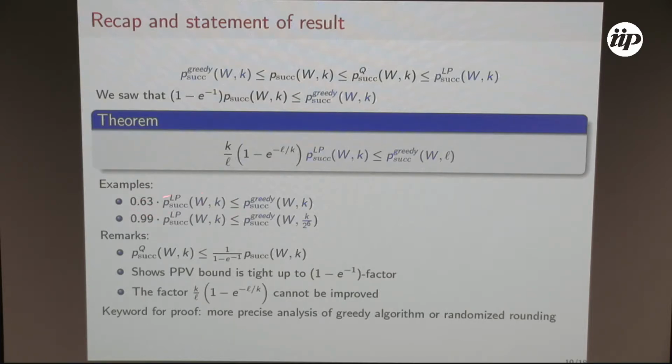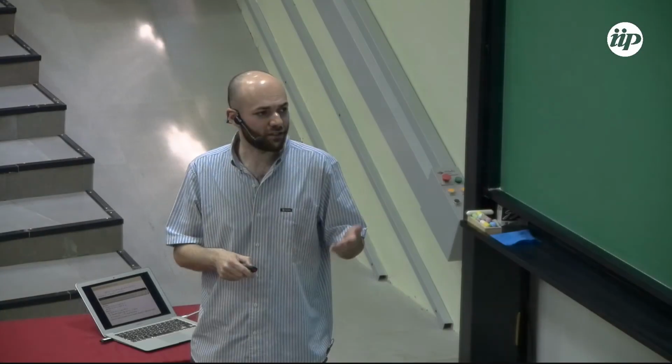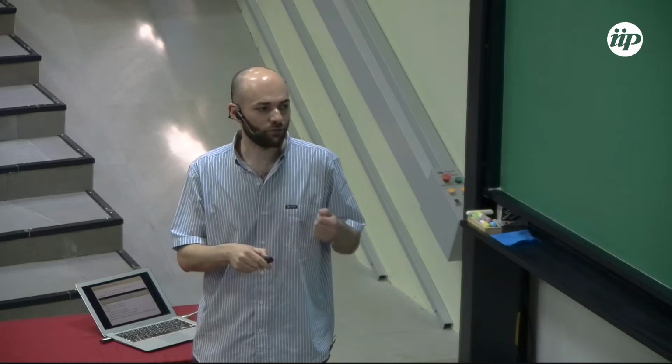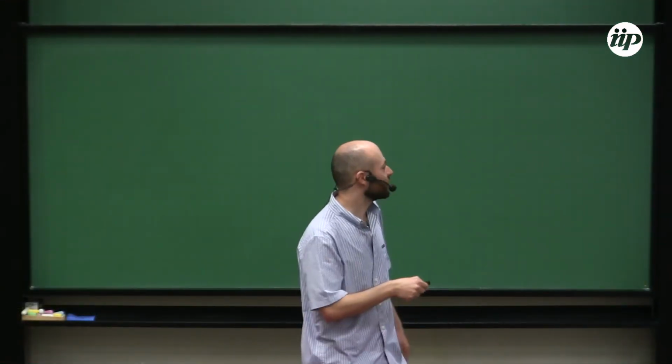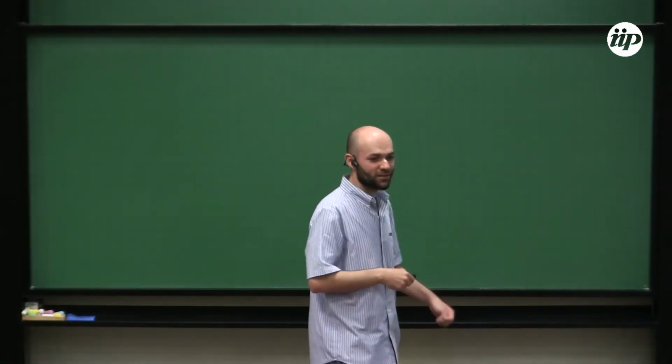Suppose, for example, for some reason I know the value of this LP gives 1. Then what this says is that I know that there is a code, and this code will be returned by the greedy algorithm, that will return a success probability of 0.63. But you can say, okay, a success probability of 0.63 is not very satisfactory. I want like 0.99 success probability.